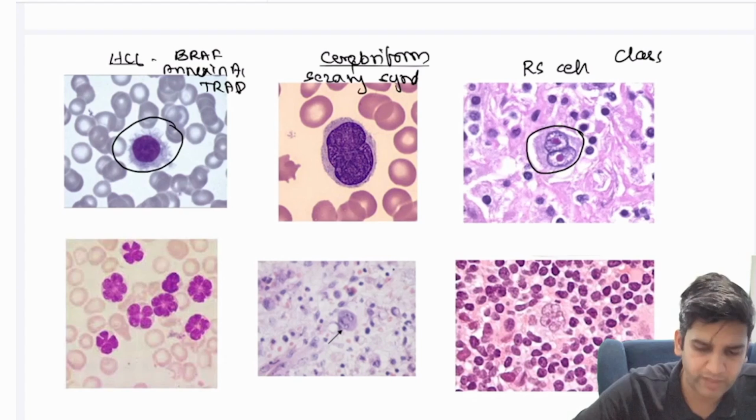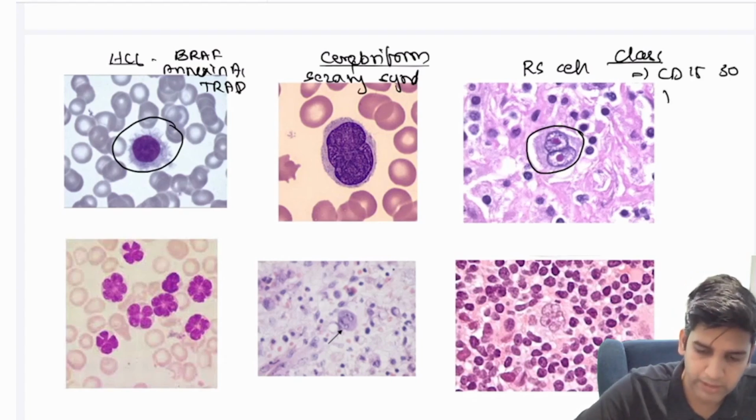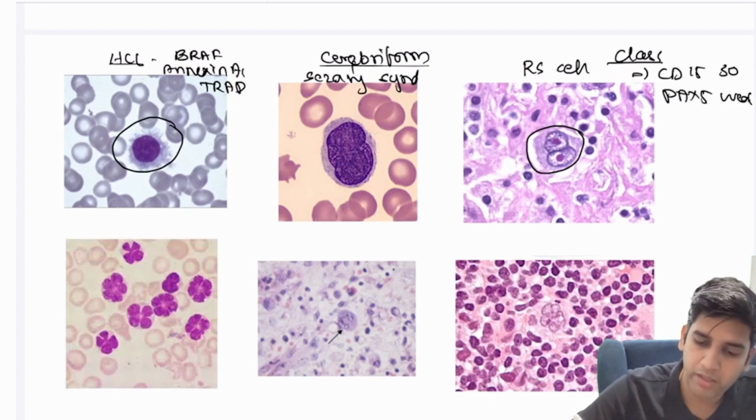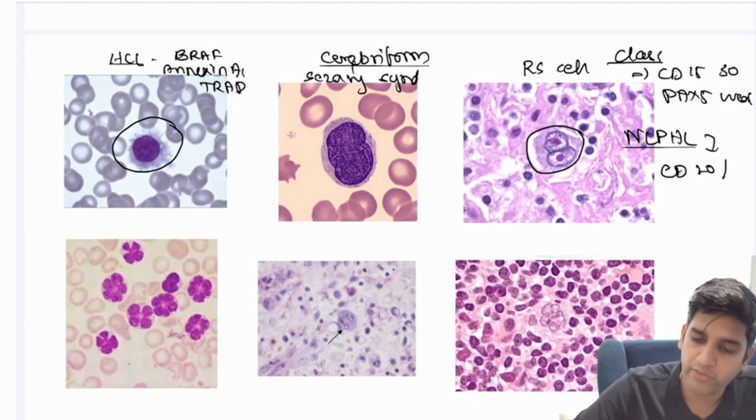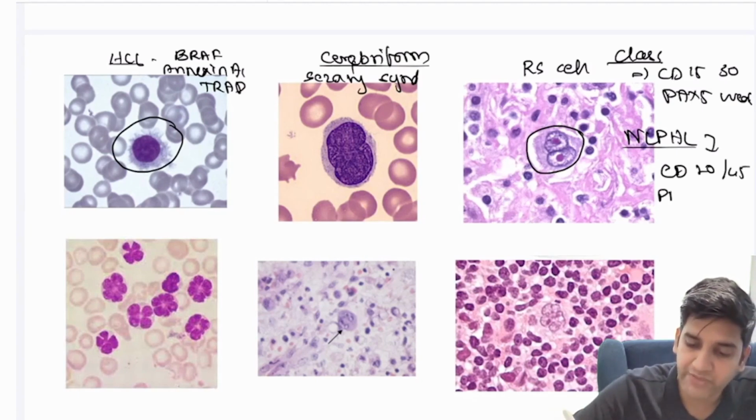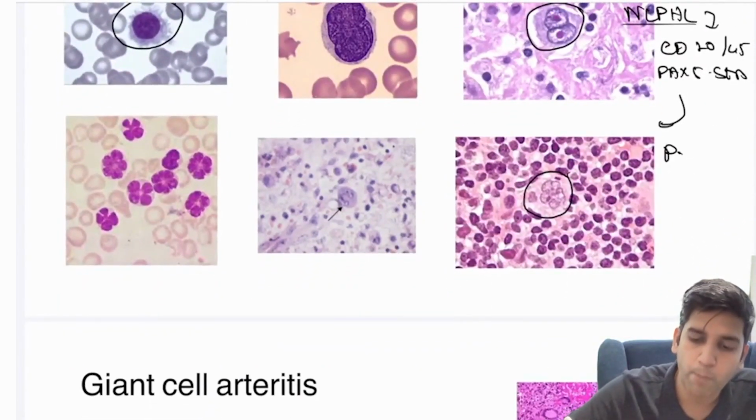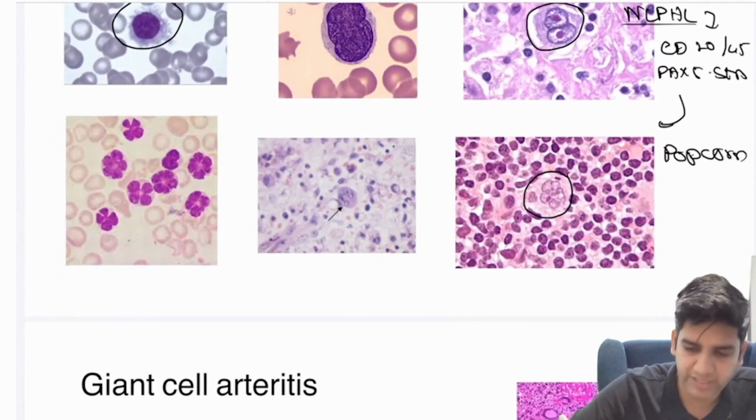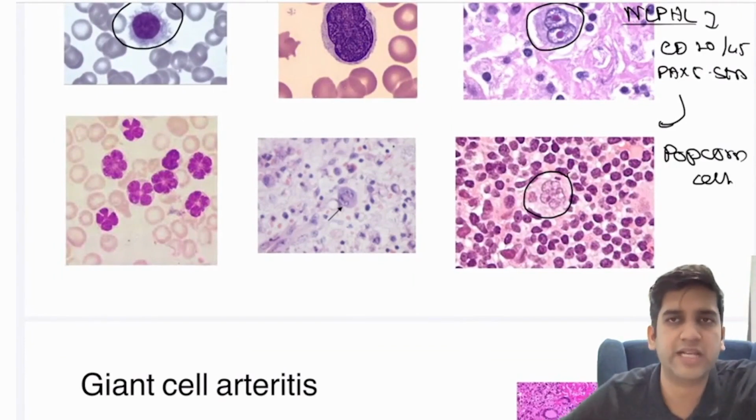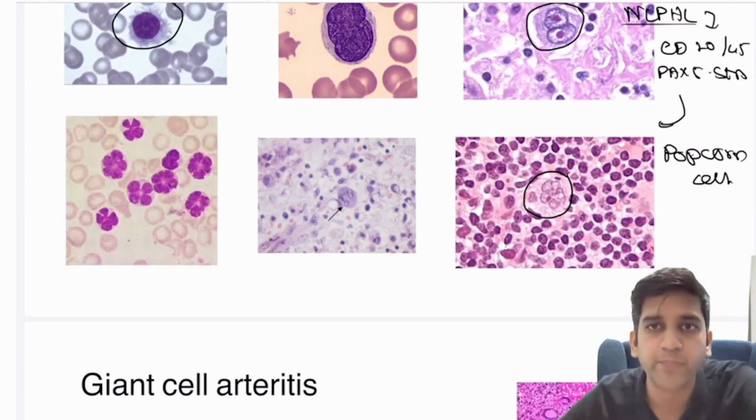Classical RS cell, every classical RS cell will be CD15 positive, 30 positive, and PAX5 will be weak. If it's an NLPHL, which is a non-classical Hodgkin's lymphoma, which will be CD20 positive, 45 positive, and PAX5 will be strong. So this is NLPHL, a non-classical Hodgkin's lymphoma, where you see the popcorn cells as well, right? Popcorn cell is diagnostic of an NLPHL, and you see these classical markers in NLPHL as well, right?